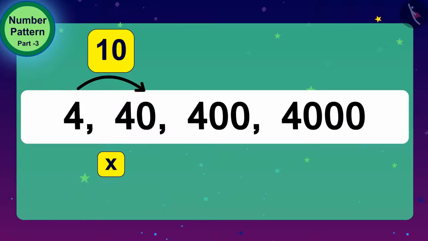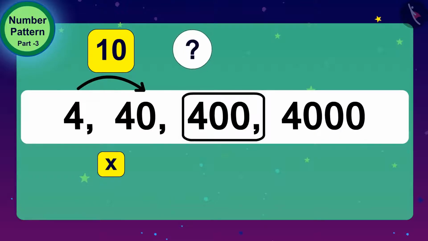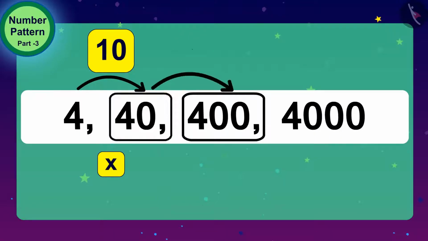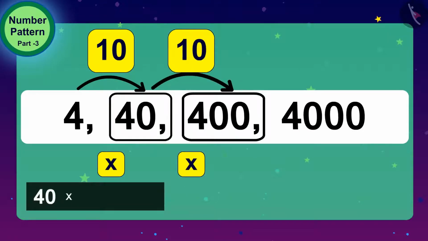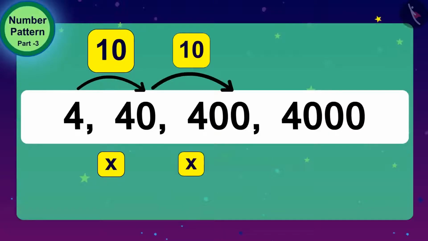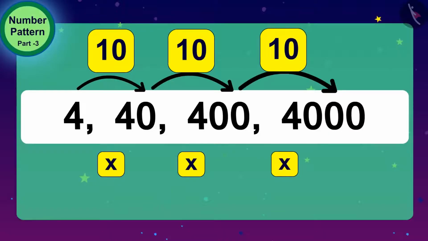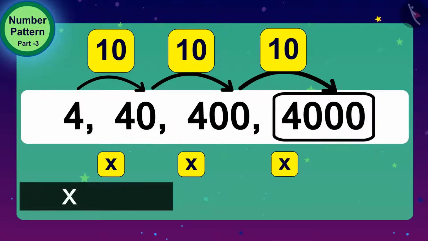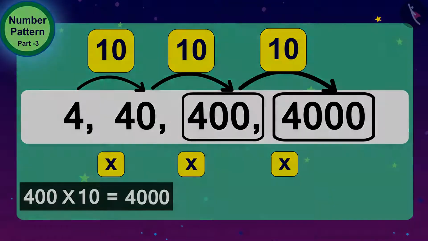Let us now look at the next number, 400. What do we have to do to get a number from 40 to 400? Yes, 40 has to be multiplied by 10 once again. Oh wow, children! We have found the rule of this number pattern. To get the next number here, we are multiplying the number before it by 10.